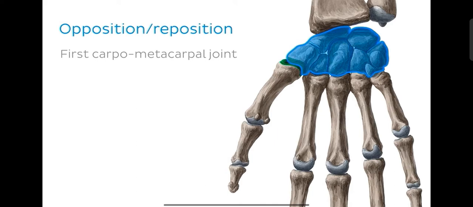Carpometacarpal refers to the joint between the carpal bone of the wrist and the metacarpal bone of the hand. In this case, the metacarpal is the part of the thumb, which we consider to be the first digit, so it is the first metacarpal. The joint, therefore, is named the first carpometacarpal joint.